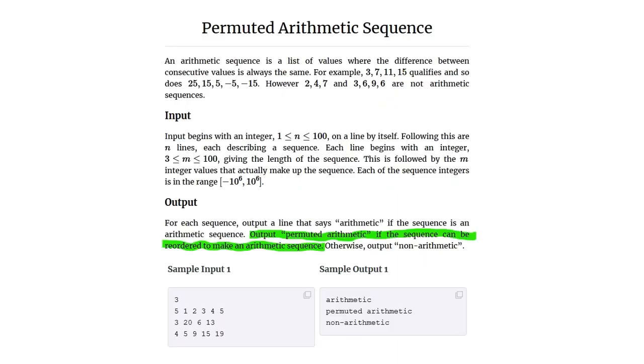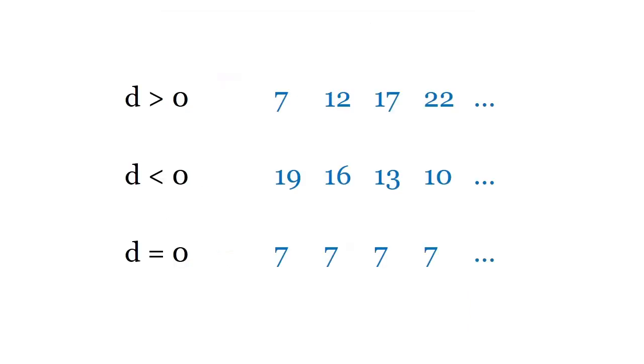As the puzzle states it, it's a sequence which itself is not arithmetic, but reordering it would turn it into an arithmetic sequence. Now, as we can see here, any arithmetic sequence, regardless of its common difference, is sorted. And therefore, here, reordering would mean sorting it, so that if we have a sequence which is not arithmetic and sorting it would make it arithmetic, then it means that it's a permuted arithmetic sequence.